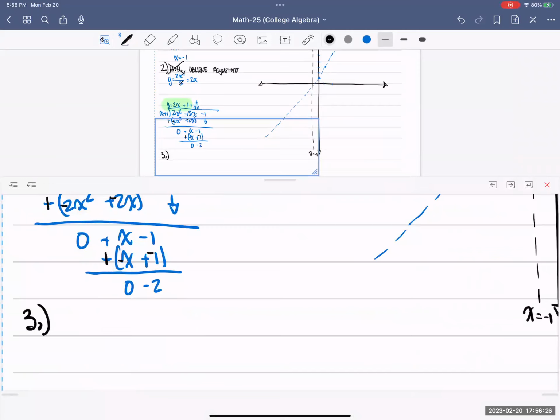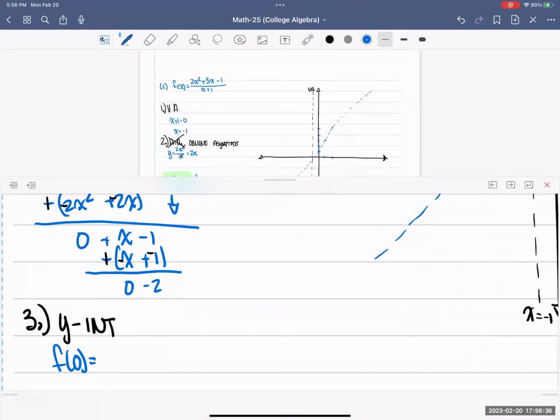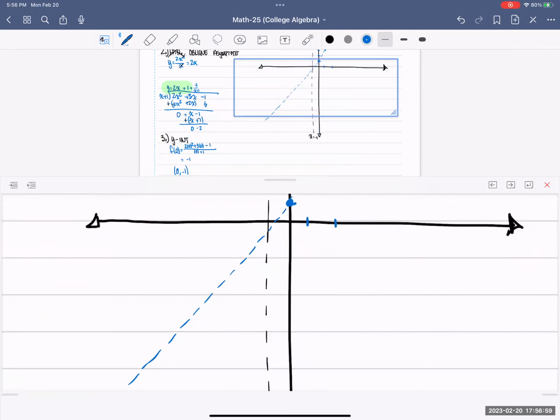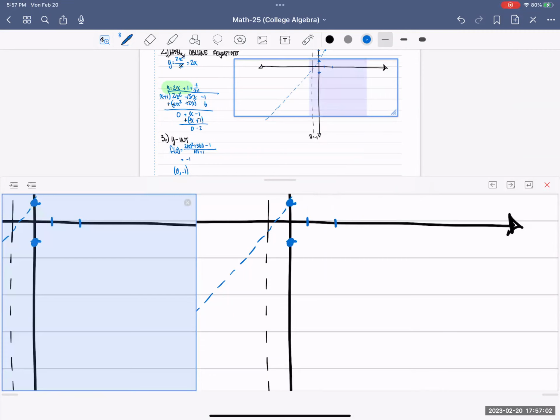Step 3 is finding our y-intercept. Back to the easy stuff. Our y-intercept happens when x is equal to 0. So we're going to evaluate our function at 0. So 2 times 0 squared plus 3 times 0 minus 1 over 0 plus 1. So this ends up being -1. So we have when x is 0, y is -1. So let's graph that.